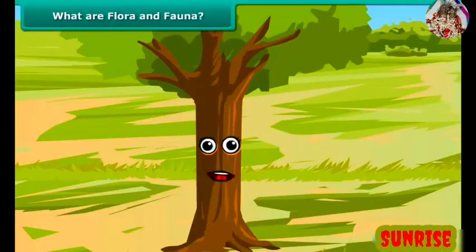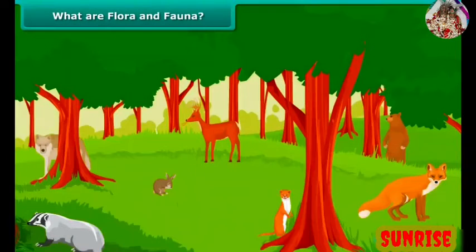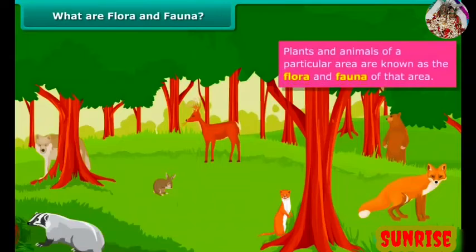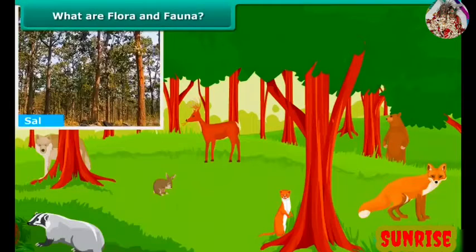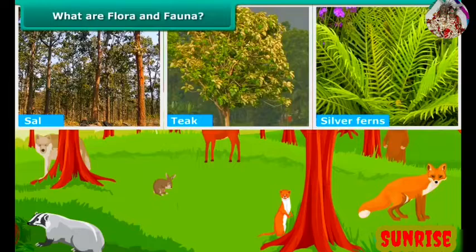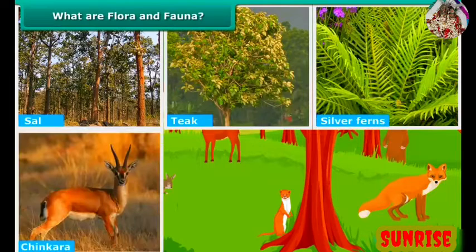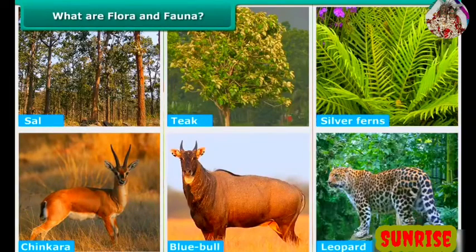Students, you must have observed that some animals and plants typically belong to a particular area. Plants and animals of a particular area are known as the flora and fauna of that area. For example, sal, tea, silver ferns, etc. are the flora, and chinkara, blue bull, leopard, etc. are the fauna of the Pachmarhi Biosphere Reserve.